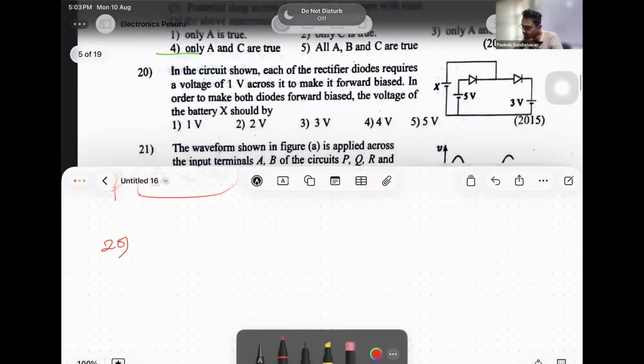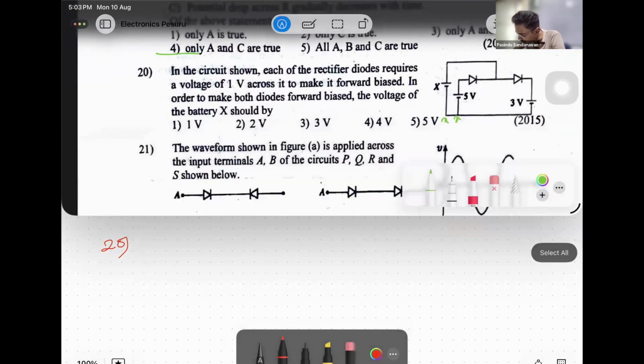In the circuit shown, each of the rectifier diodes requires a voltage of 1 volt across it to make it forward biased. In order to make both diodes forward biased, the voltage of the battery X should be. Now, this is a common terminal, right? This is common. If this is X, then you need a potential difference of 1 across these two.